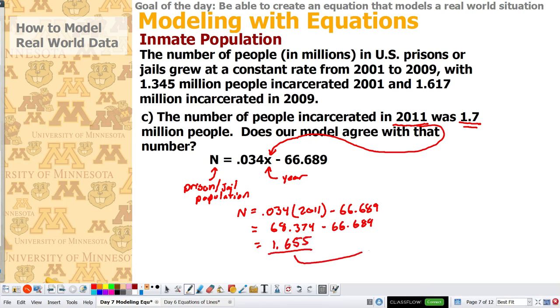So if you look at that, they're close, right? They're not exact. This doesn't give us exact answers. We've modeled the real world, so it's giving us a prediction about what it should be. But it seems like our model worked pretty well. Let's try another example.